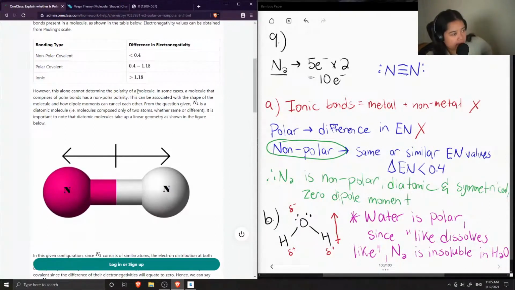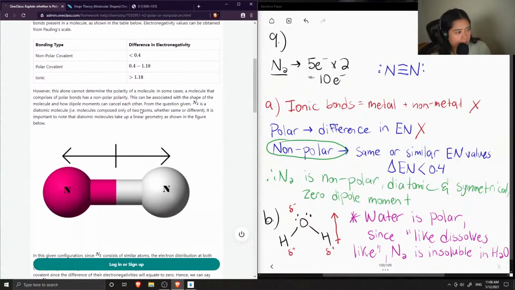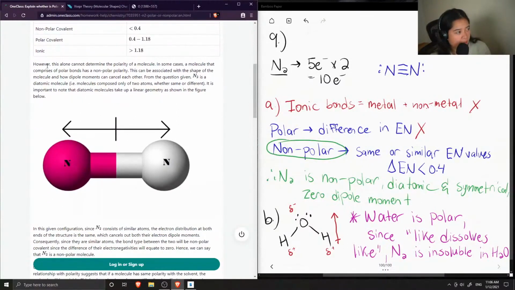I think even if you have a difference that is 1.67, it still could be polar covalent. So it just depends on, everyone has different scale values. Anyways, however, this alone cannot determine the polarity of a molecule. In some cases, a molecule that comprises polar bonds is nonpolar. This can be associated with the shape of the molecule and how dipole moments can cancel each other.